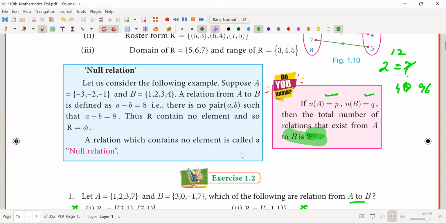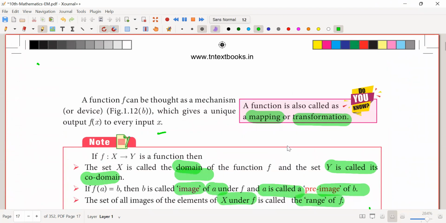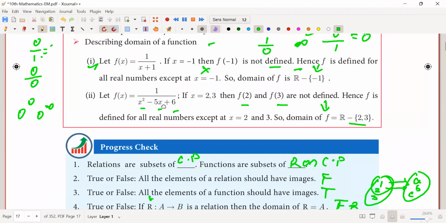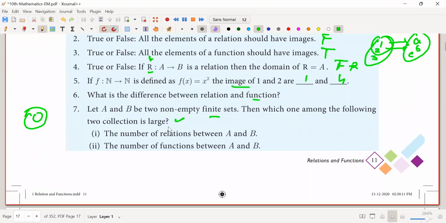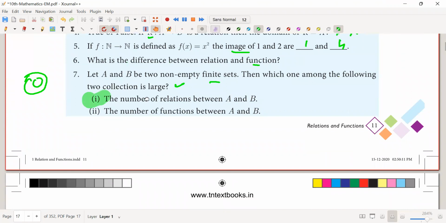2 power PQ. That is Q power P. Q power P, 2 power PQ. So that much exists there. Now you understood: this one is more, this one is less.